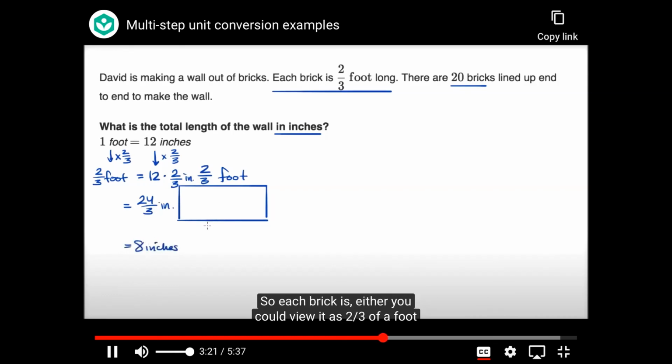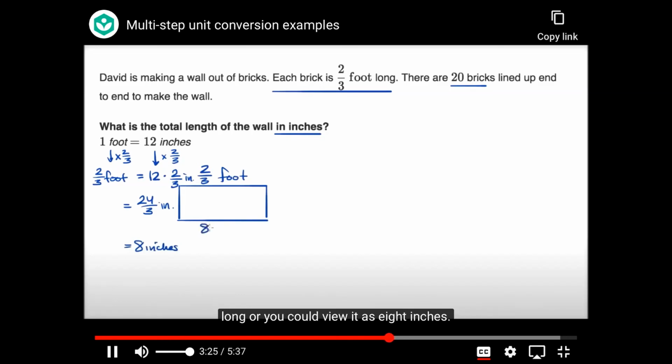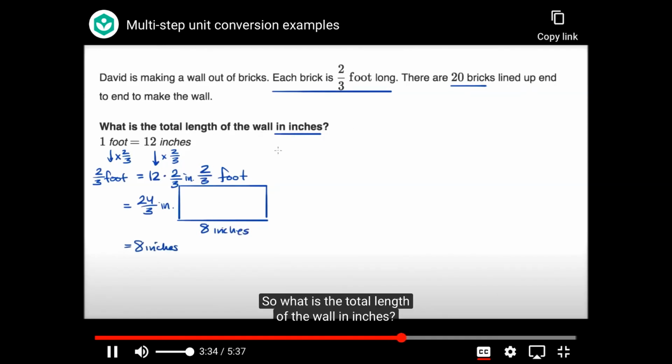So each brick, you could view it as 2/3 of a foot long, or you could view it as 8 inches long. And there are 20 bricks lined up end to end to make the wall. So what is the total length of the wall in inches? Well, it's gonna be each brick is 8 inches times 20. And 8 times 2 is 16, so 8 times 20 is 160.